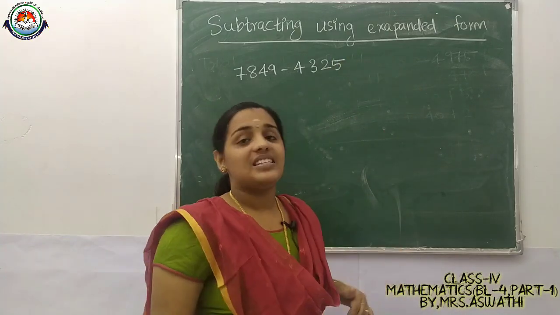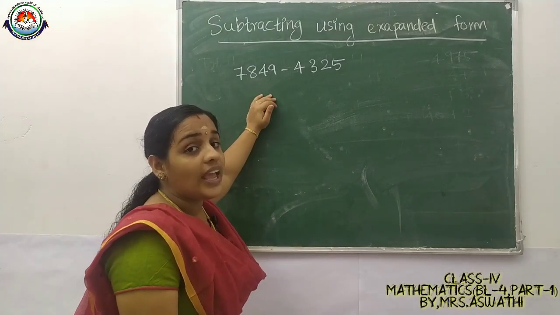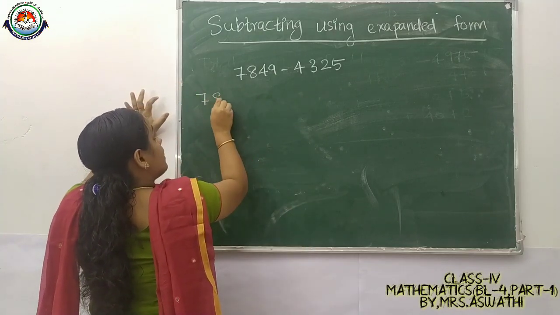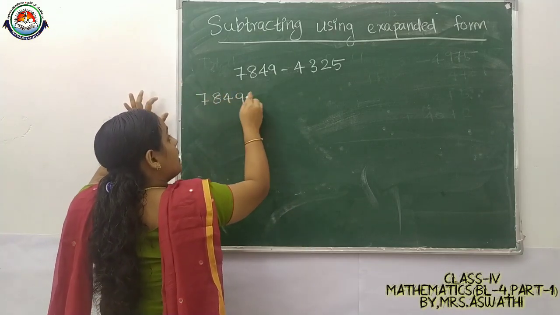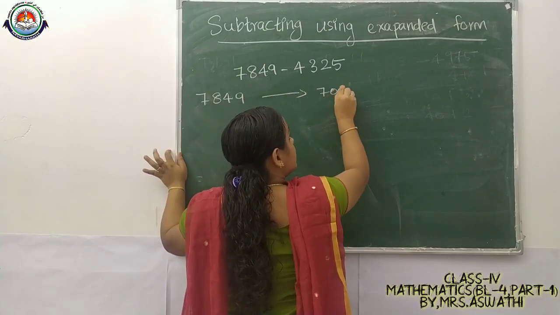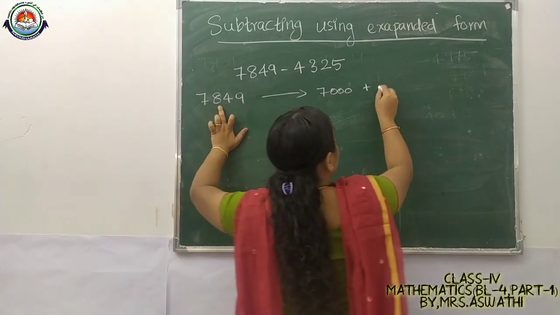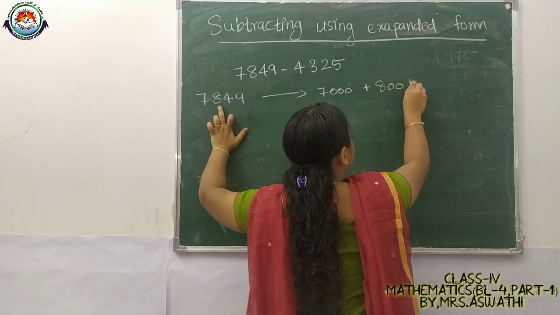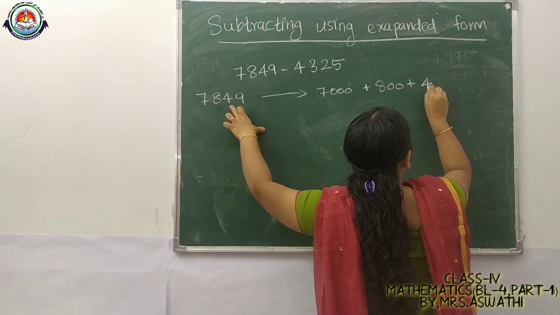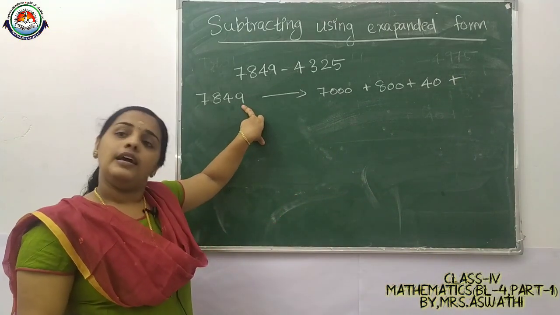Okay, now you listen to me. First we write this into expanded form. 7849 written in expanded form is 7000 plus how many hundreds? Yes, 800 plus how many tens? 4 tens. And how many ones are there? 9 ones.